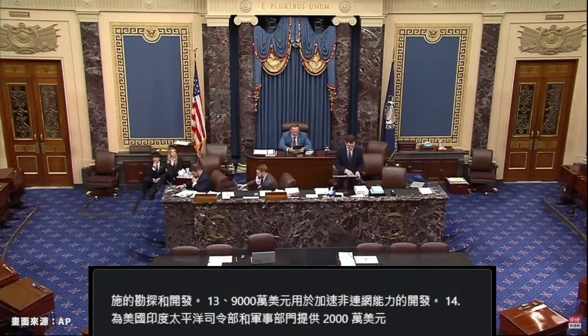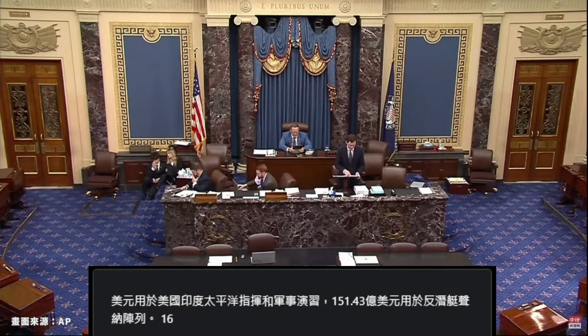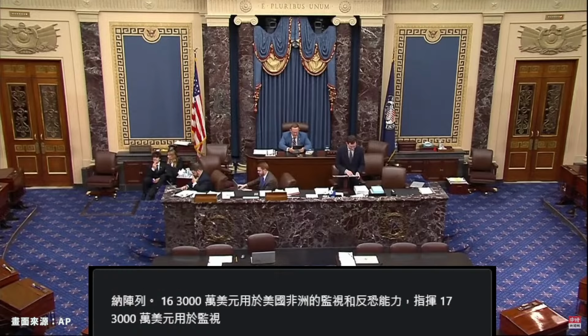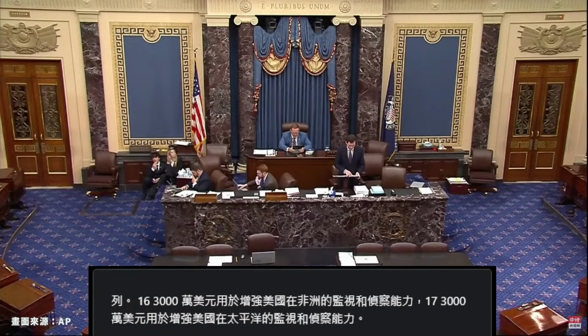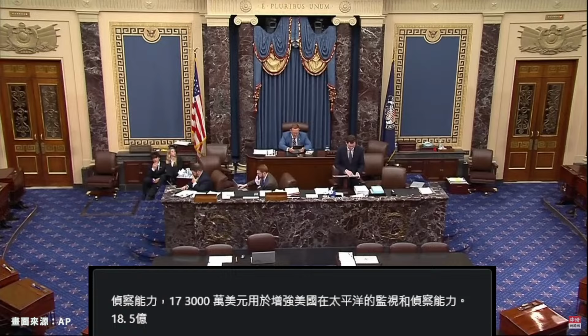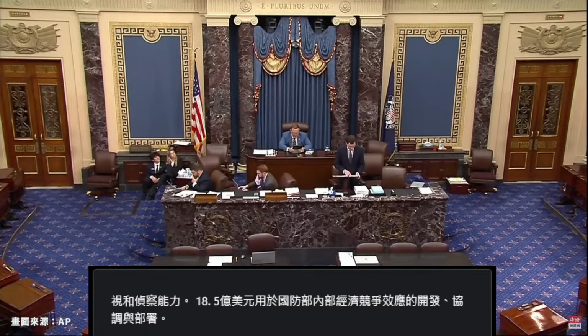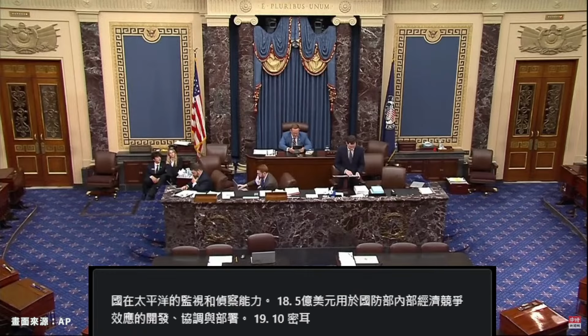16, $30 million for surveillance and reconnaissance capabilities for United States Africa Command. 17, $30 million for surveillance and reconnaissance capabilities for United States Indo-Pacific Command. 18, $500 million for the development, coordination, and deployment of economic competition effects within the Department of Defense. 19, $10 million for the expansion of Department of Defense workforce for economic competition. 20, $1 billion for offensive cyber operations.